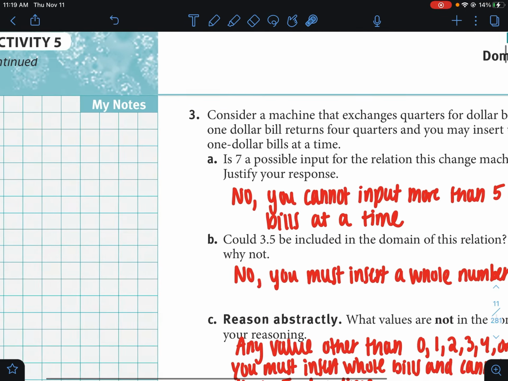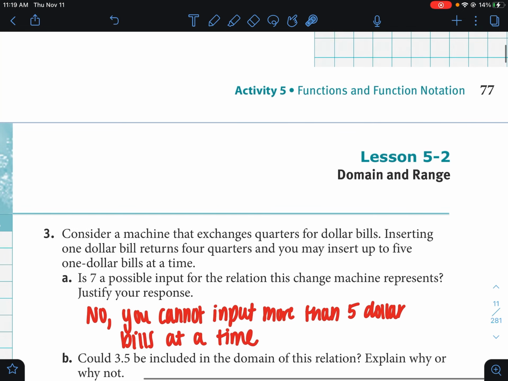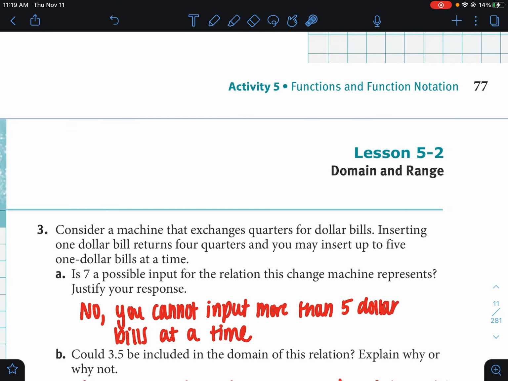Okay. Moving on down here, consider the machine that exchanges quarters for dollar bills. Oh, let me zoom back up, sorry. Exchanges quarters for dollar bills. Obviously, if we put in a $1 bill, we're going to get out 4 quarters. So we can do that up to $5 bills at a time. So looking at these questions here, is 7 a possible input? Can we input $7? That's what it's saying here.